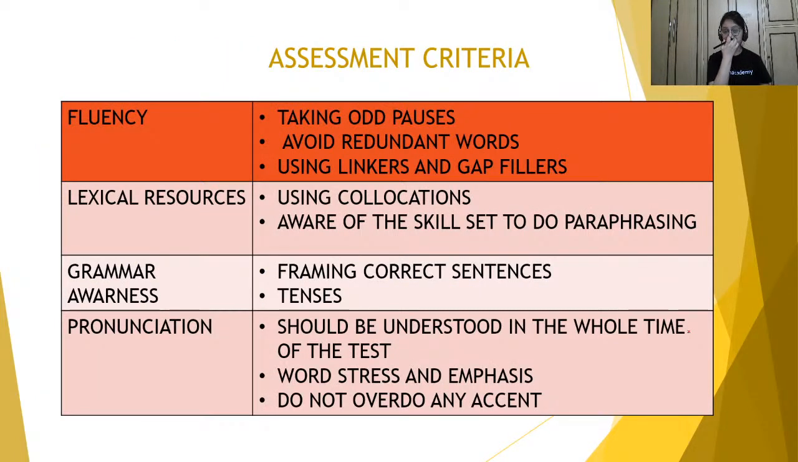Now the assessment criteria. Of course, there are 4 criteria as mentioned earlier: fluency, lexical resources, grammar awareness, and pronunciation. Under fluency, in order to score well, you shouldn't be taking odd pauses. Avoid redundant words. Now, who will tell me? Give me an example of a redundant word, guys. Let's see if you can give me an example of a redundant word.